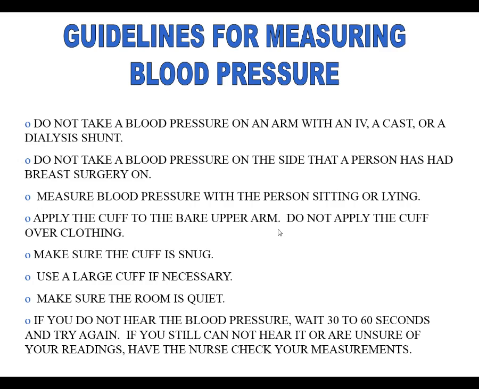We want to make sure that we use the right cuff. So we want to make sure that the cuff is either a child's cuff, an adult small, an adult medium, or an adult large. If someone does not have arms, you can use a thigh cuff, which would go on the upper part of the leg, and we would listen behind the knee, at the popliteal pulse, for blood pressure.